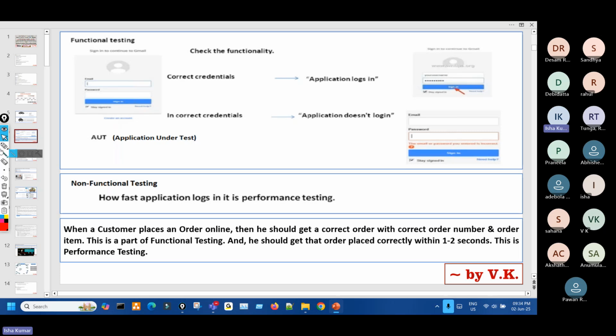Or if the rate is not entered, there should be an error message and it should not be accepted, like this, right? So this thing is there. And this functional testing is done in two ways, either manual or automation. Okay, those two ways.